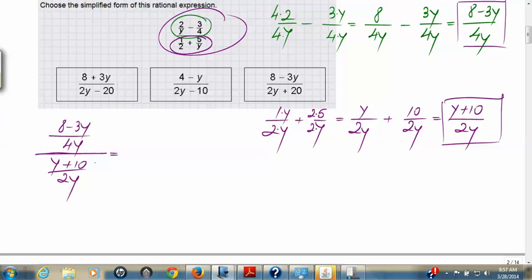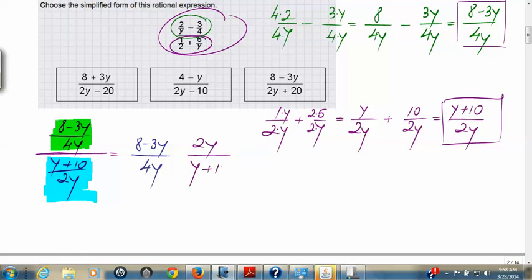Now, because the fraction line implies division, you have your top one. Remember the rule when you divide fractions: keep, flip, multiply. So write your numerator the same way it is, which is 8 minus 3y over 4y. And now skip the second one, right? Because we're talking about keep, flip, multiply. Flip the second one, its reciprocal. The reciprocal of y plus 10 over 2y will be 2y over y plus 10. And then you multiply them.